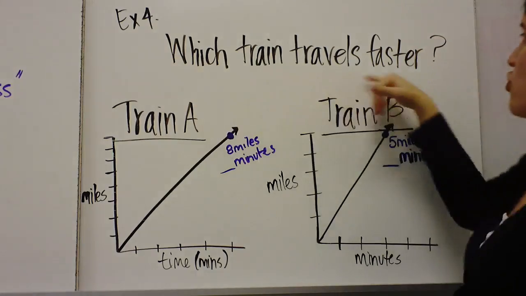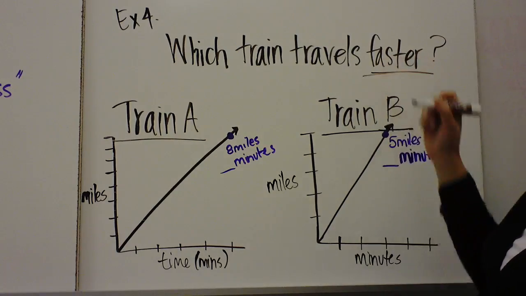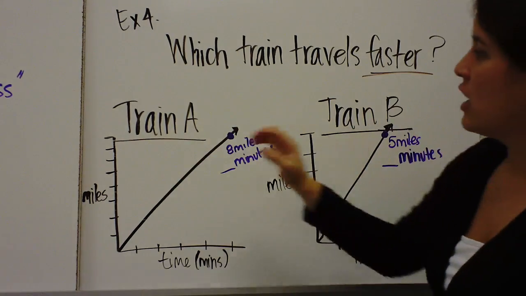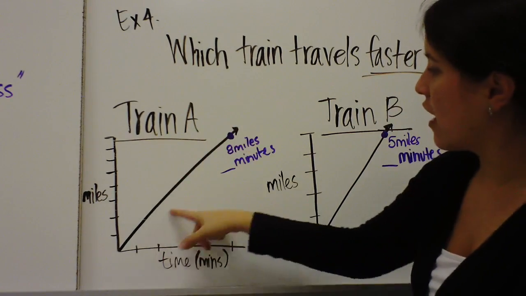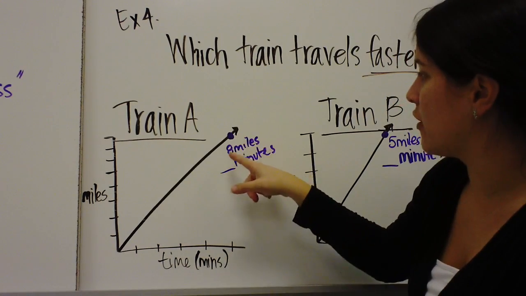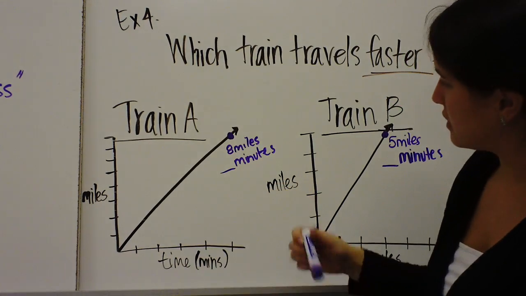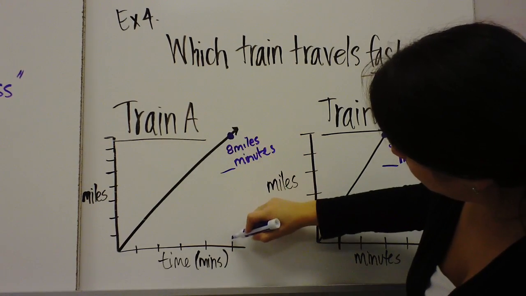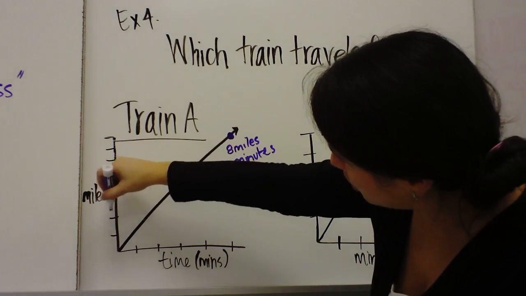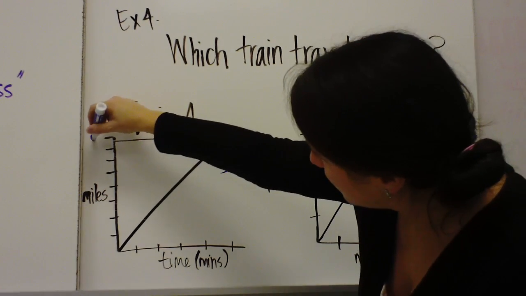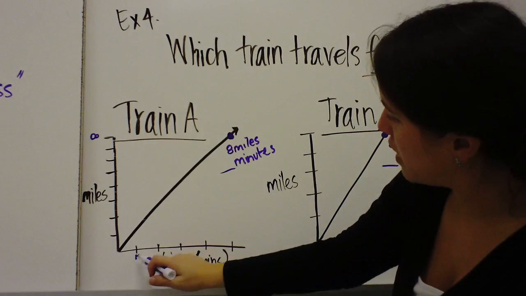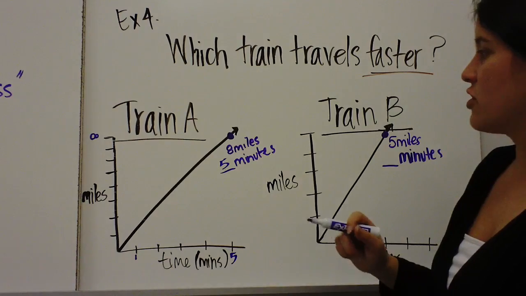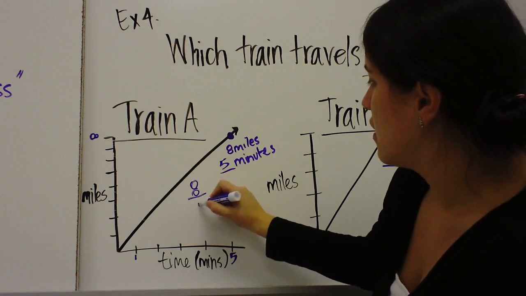Alright, so example 4, which train travels faster? So I have 2 graphs, train A and train B. Train A, I don't see any of my dots, but I put a dot up here. 8 miles in how many minutes? So we have to go up 8 miles. So these are miles. 1, 2, 3, 4, 5, 6, 7, 8. 8 miles in how many minutes? 1, 2, 3, 4, 5 minutes. So it's 8 miles in 5 minutes.